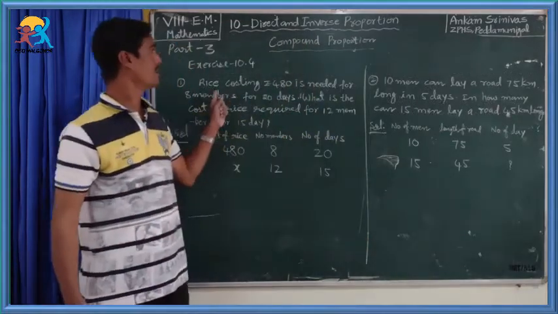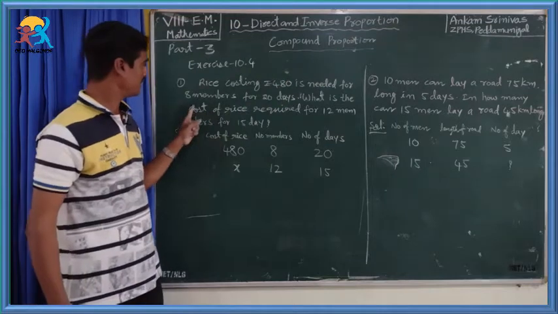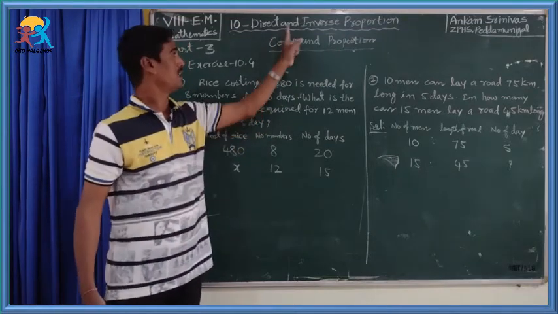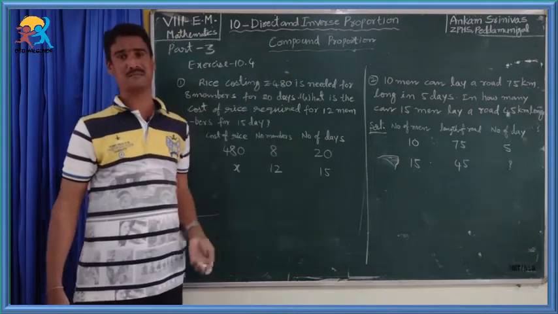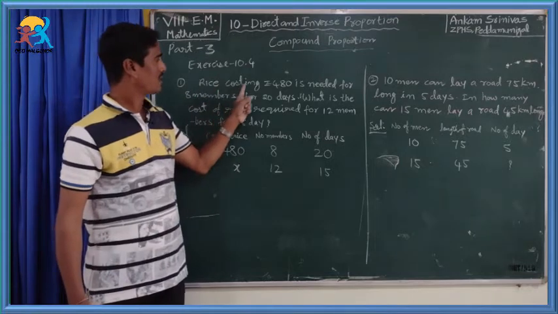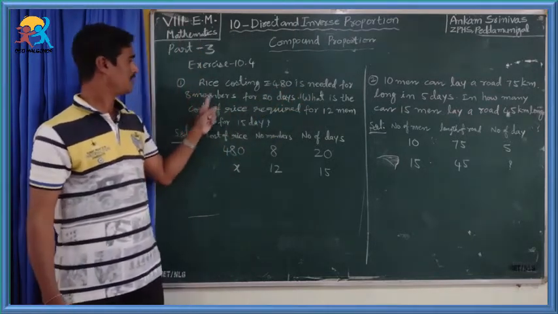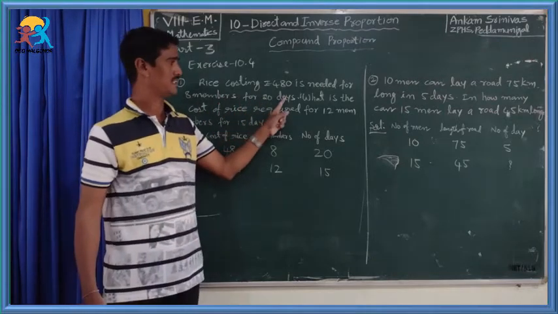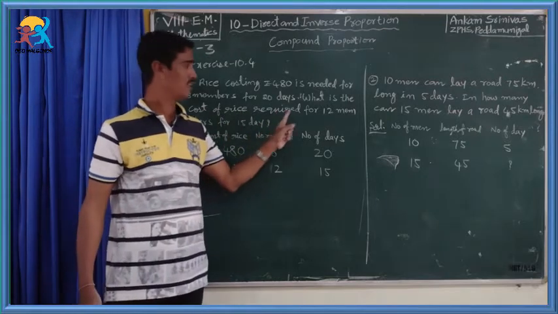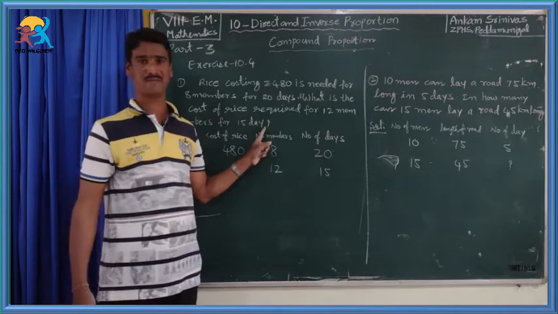Now, let's discuss compound proportion. Compound proportion means that in the given problem, direct proportion and inverse proportion may exist mixed together. See one problem: rice costing 480 rupees is needed for 8 members for 20 days. What is the cost of rice required for 12 members for 15 days?